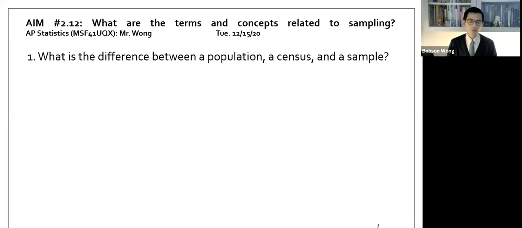Hello. So today we're going to be talking about some of the terms and concepts related to sampling and surveys. So the first question that we need to think about is, what is the difference between a population, a census, and a sample? Now, these are words that we use all the time when we talk about surveys and sampling, but they're very easily confused.